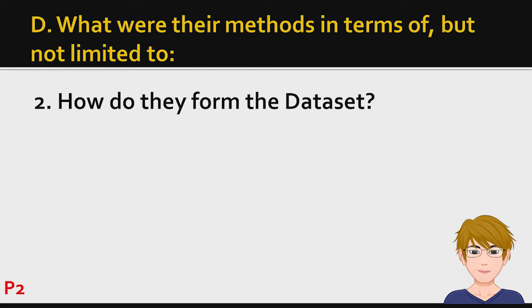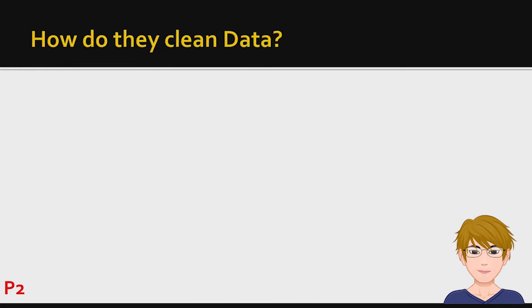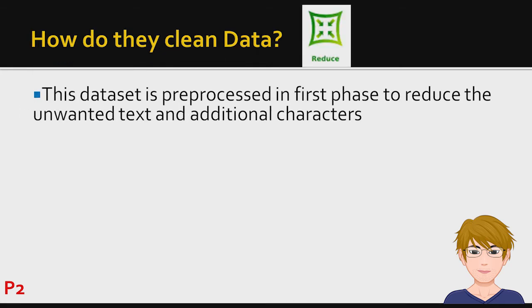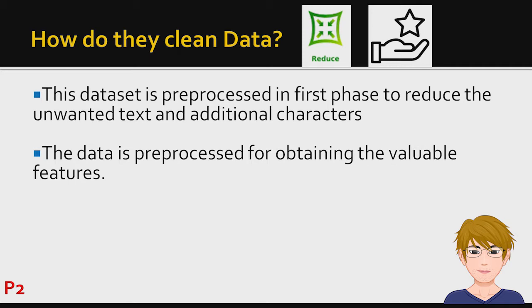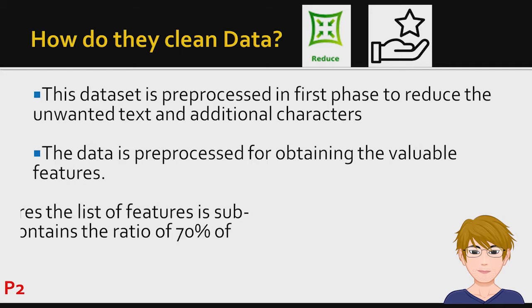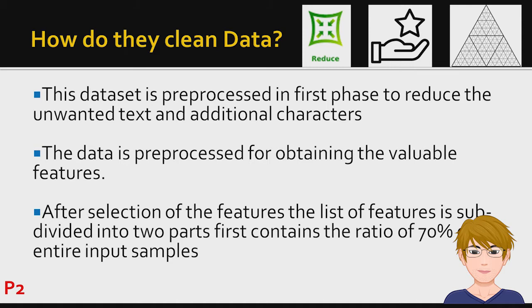Number 2, how do they form the data set? How do they clean the data? First, the data set is preprocessed in the first phase to reduce unwanted text and additional characters. Second, the data is preprocessed for obtaining valuable features. Third, after the selection of the features, the list of features is subdivided into 2 parts. The first contains 70% of the entire input samples and the rest is 30%.